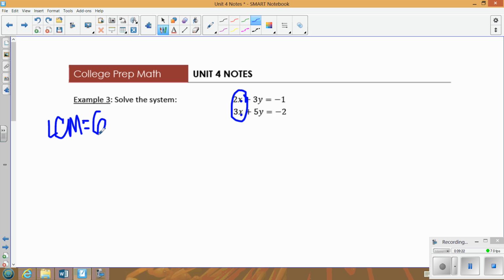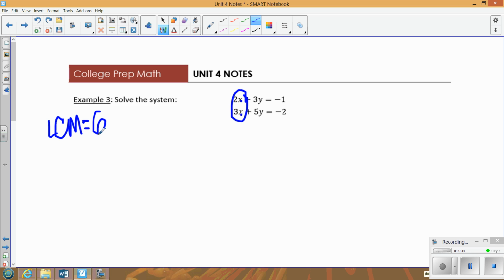So what I need to do is create a 6 on top and a -6 on the bottom, or vice versa, a -6 on top and a +6 on the bottom. You need the top and the bottom to be 6 somehow, but one has to be negative and one has to be positive, so that when you add them, they cancel. So I'm going to make a +6 on top.